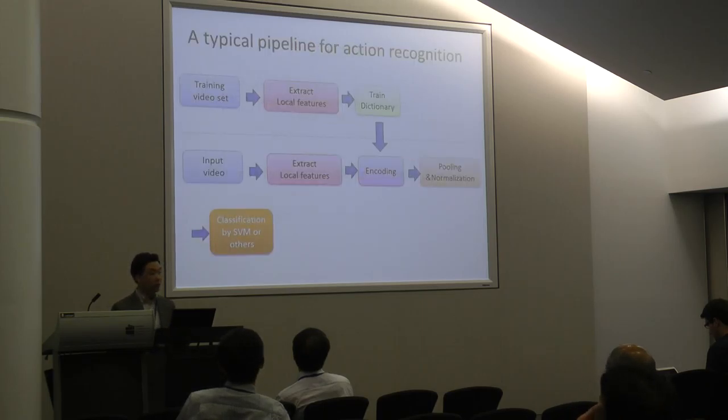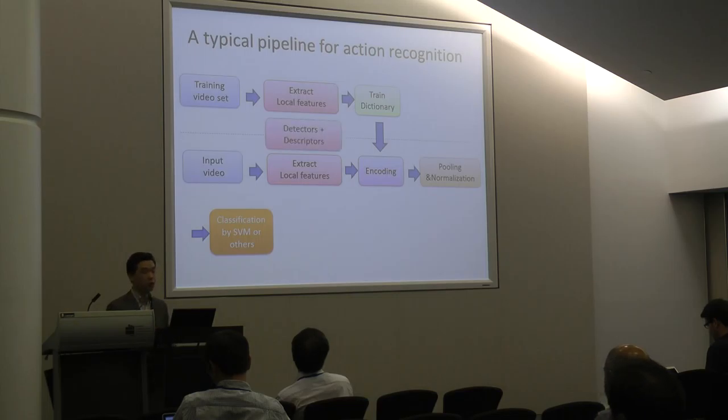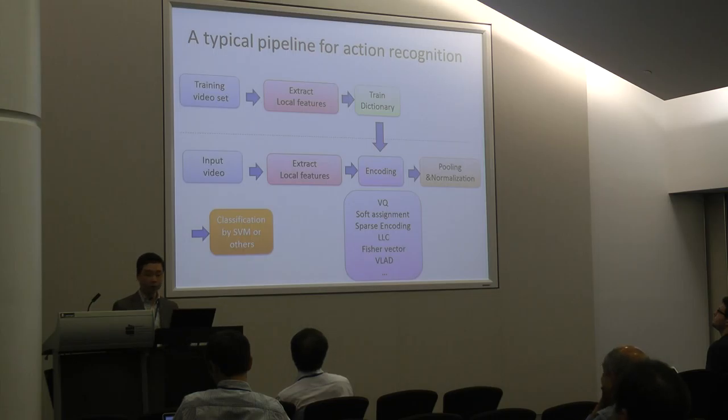Okay. I think everyone may be familiar with the typical pipeline of action recognition. First we have videos, we extract the local descriptors and train a dictionary. Then we use this dictionary to encode the local descriptors from the input video, and then we do pooling and normalization and do classification. Actually for each step we have a couple of choices. Then we'll talk about this pipeline descriptor later. For training the dictionary, we have K-means, we have sparse coding, we have GMM, and for encoding, we have VQ, soft-assignment, sparse coding, LLC, Fisher vector, and so on. And also for pooling and normalization there are different choices.